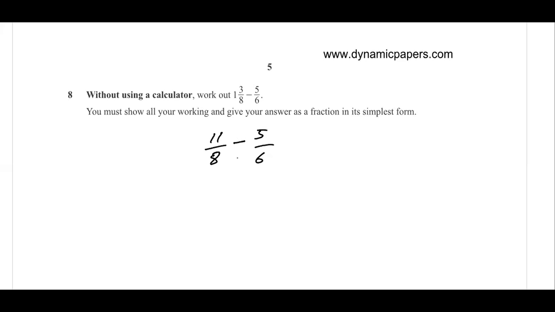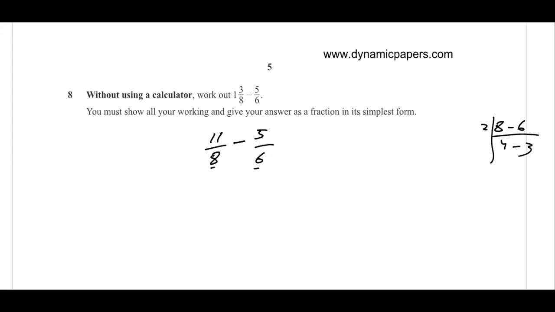Now, what can be the same denominator? For that, check the LCM of these numbers. Take the LCM of 8 and 6. For LCM, divide by 2. So it is 2 times 4 is 8, 8 times 3 is 24. So 24 can be their common denominator.